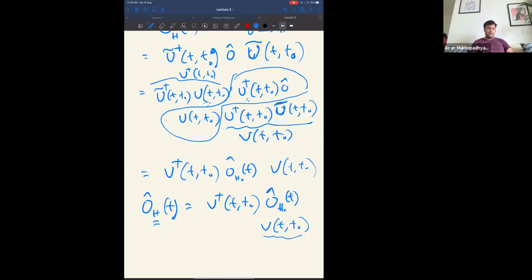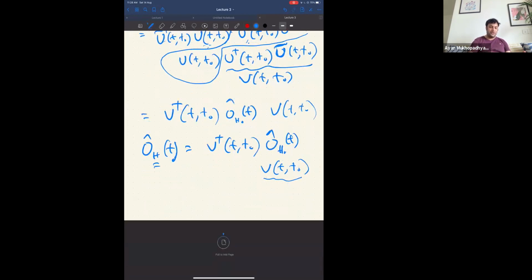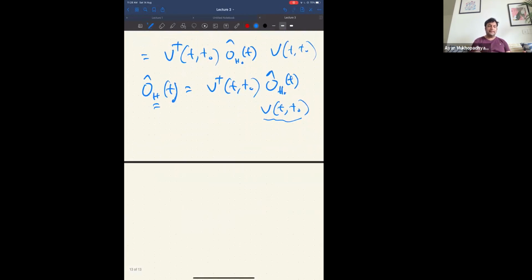And from now on, I'm going to drop the t dependence in H and H naught. It's sort of understood, because for the moment you can have the t dependence, it doesn't matter. Okay, is this clear? So now I'm going to redo what I showed earlier, but now in this language.